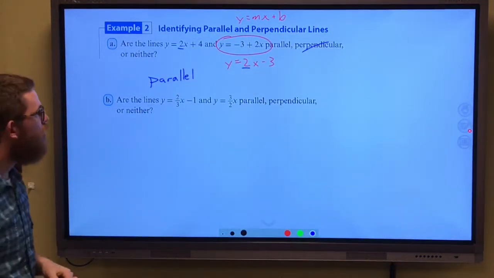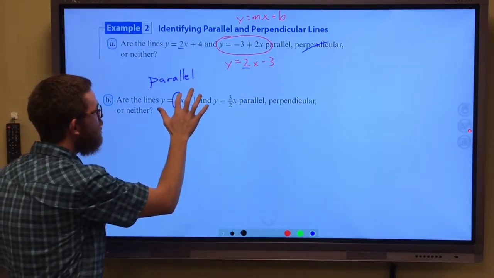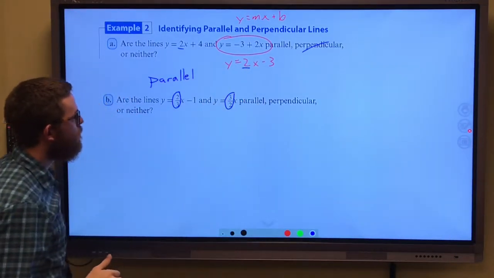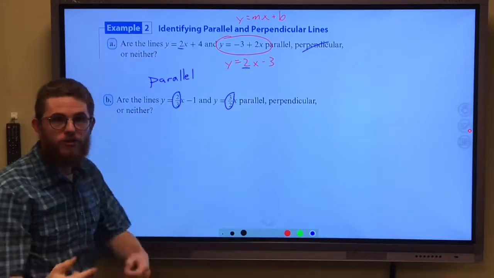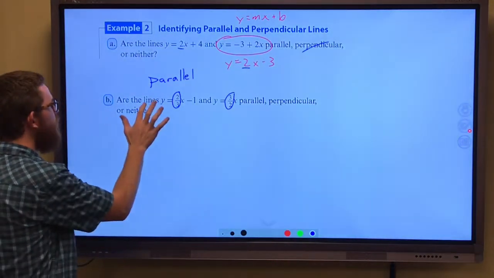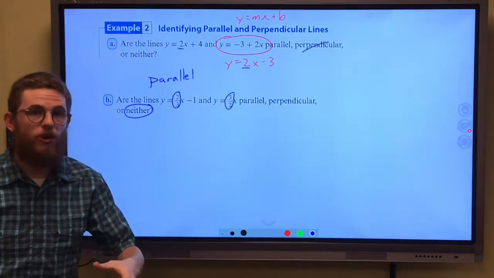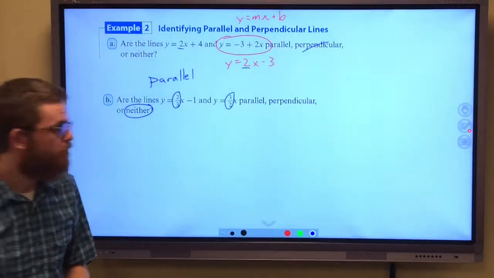Same question here. I look at these two, I can see the slope pretty quickly, and I notice that they are reciprocals, but they're not opposite reciprocals. So in this case, they are neither. They're not exactly the same, and those slopes are not opposite reciprocals.